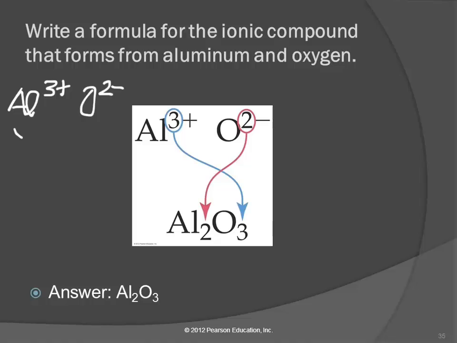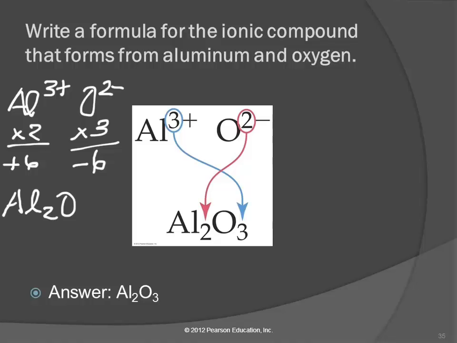So I'm going to take the aluminum and multiply by 2, and I'm going to take the oxygen and multiply by 3. 2 times 3 is a total of negative 6. 3 times 2 is plus 6. And that's how I get the right number of charges. So I've got 2 aluminums, and I've got 3 oxygens. Same result, different thought process. Okay? So that will make sense to some people. If it makes sense to you, great. If it doesn't, do the crisscross thing.